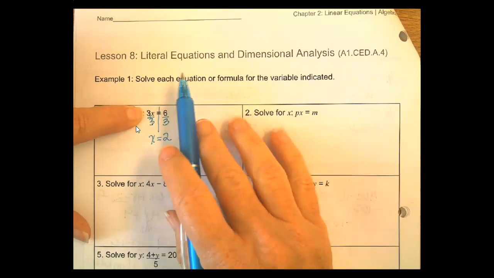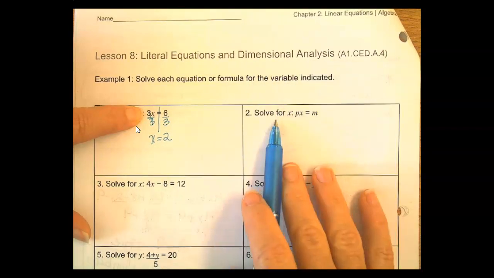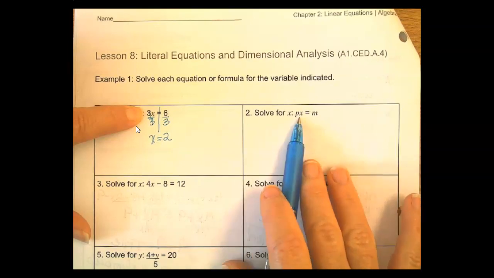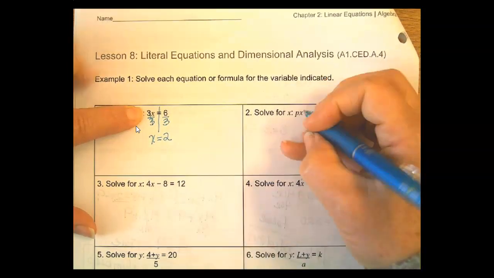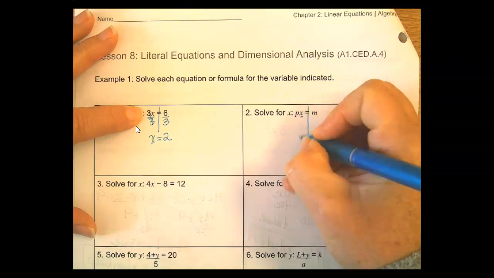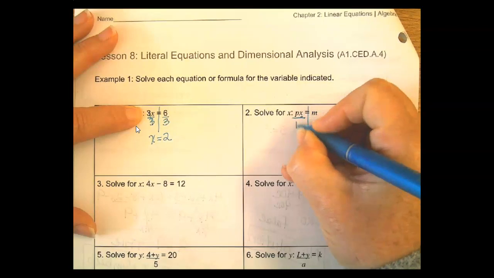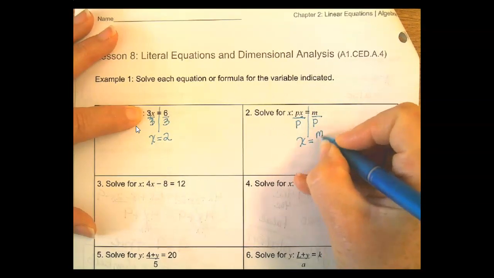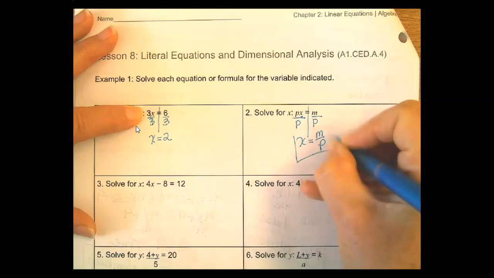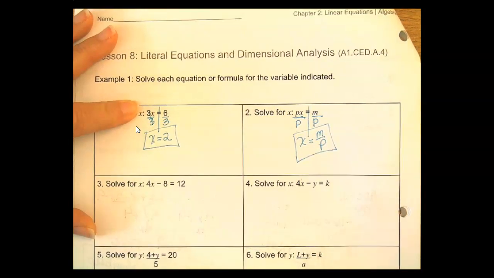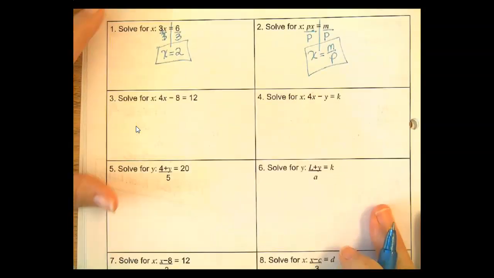For literal equations and dimensional analysis, this is what this next part is. So instead of just solving for x, you're going to use the same properties. So here's x. How do I get rid of the p? Since this is multiplication, I'm going to divide both sides by p. So x is equal to m divided by p. So the technique is no different. It's just you have no numbers, no values. Okay, baby steps. Here's another one.